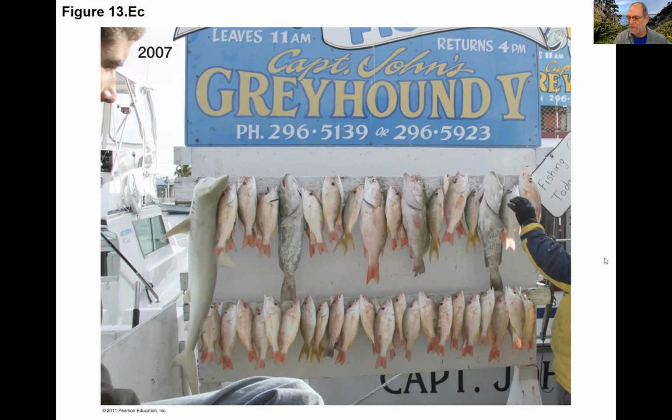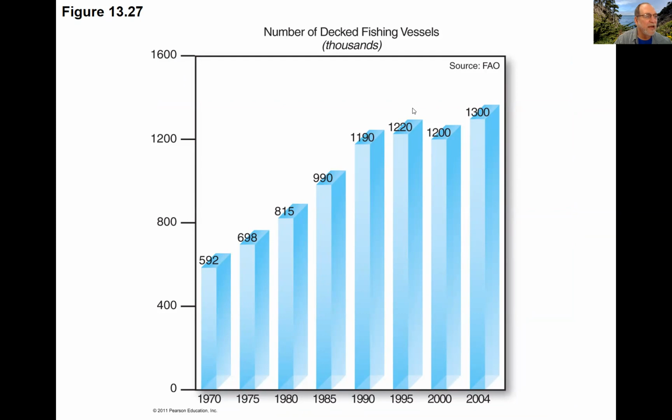We can understand shifting baselines if we look at other trends as well. So here, for example, going back to 1970, are the numbers of decked fishing vessels, in other words, not open boats, but boats that have a deck inside. So these are the more serious, more capitalized fishing boats. And you can see that starting in the 1970s, there's a rapid increase. And then by about 1990, the numbers of decked fishing vessels worldwide, the source here is the Food and Agriculture Organization, begins to level out. There's not much change between 1995 and 2004 over this 10-year period. So there's an increase followed by a leveling off.